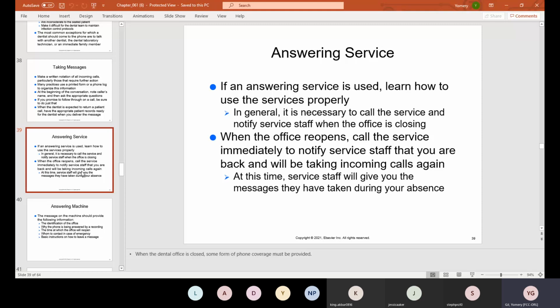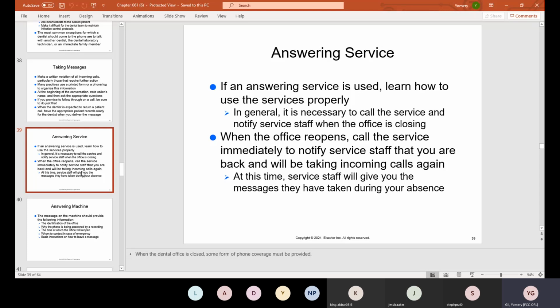Answering service. If an answering service is used, learn how to use the service properly. In general, it is necessary to call the service and notify service staff when the office is closing. When the office reopens, call the service immediately to notify service staff that you are back and will be taking incoming calls again. At this time, service staff will give you the messages they have taken during your absence.